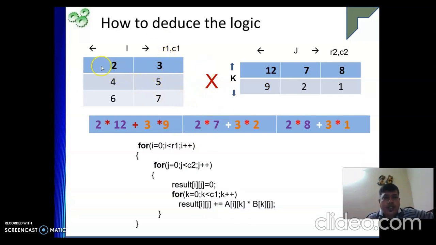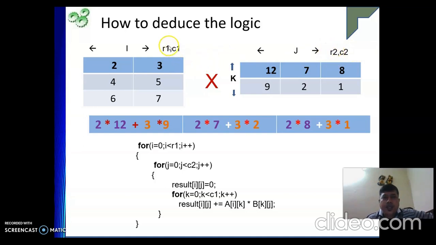So let us consider that since we are taking each of these rows, I said this is R1, row 1 and column 1 for the first matrix, and row 2 and column 2 for the second matrix. Now you know that the resultant matrix that is created is nothing but row 1 into column 2. That is what we have seen, right? Row 1 into column 2, and column 1 must be equal to row 2. That is what the rule is.